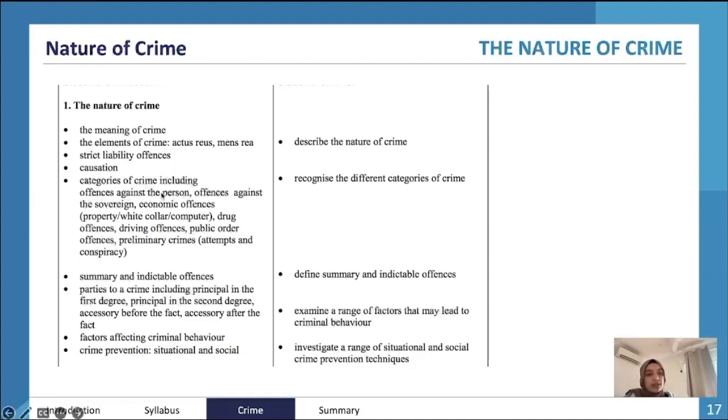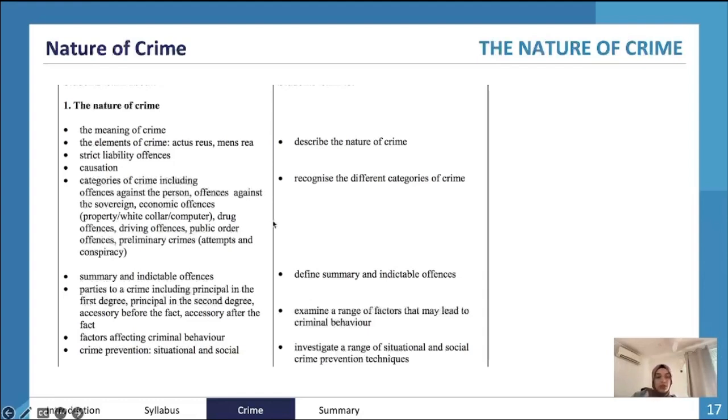We've got the different dot points, literally going through, okay, this is exactly what I need to know. I need to know what the meaning of crime is. I need to know the elements of crime. So what is actus reus? What is mens rea? What are strict liability offences? What is causation? And then, for example, categories of crime. You've literally got a list of every single category.